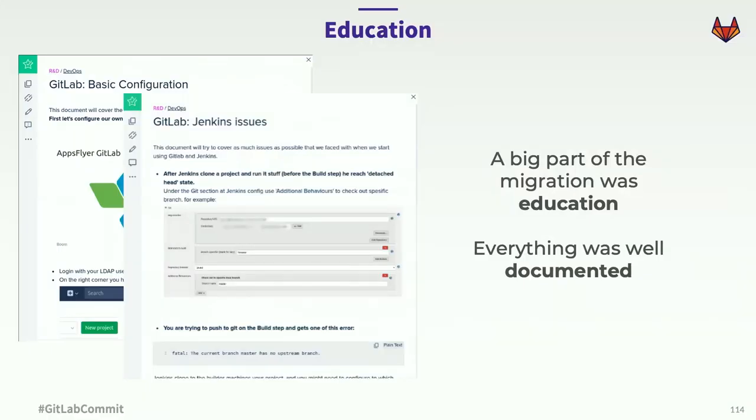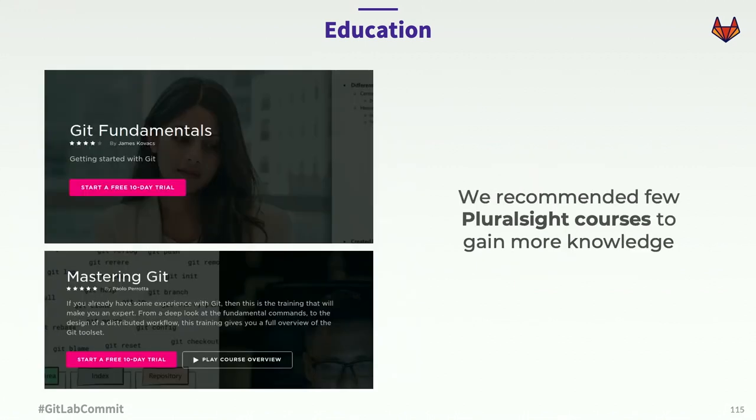Education. As I said earlier, a big part of the migration was education. We tried to make sure that everything is covered and well documented. At AppsFlyer, we use Guru to document internal things in the organization. And as you can see, we created several documents. For example, we created a document for issues that could come up from the migration in Jenkins. We created one with Bitbucket configuration and so on.